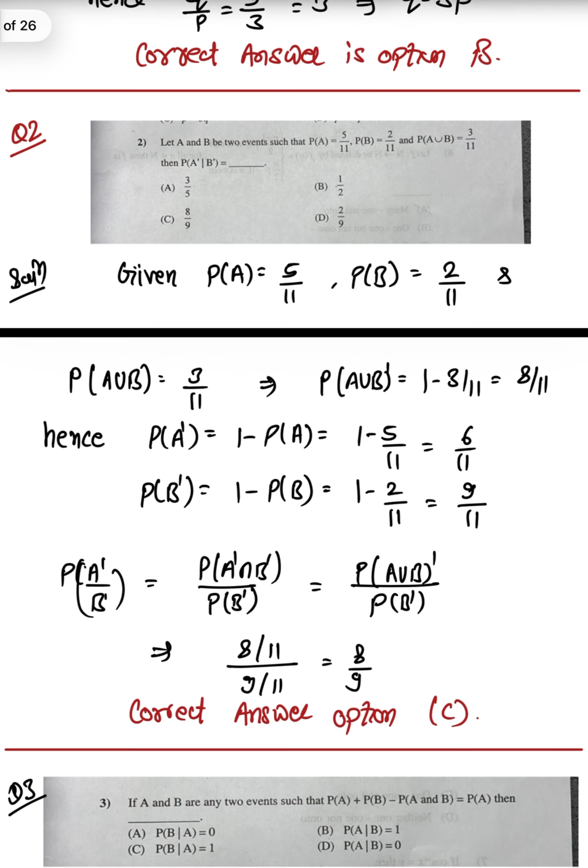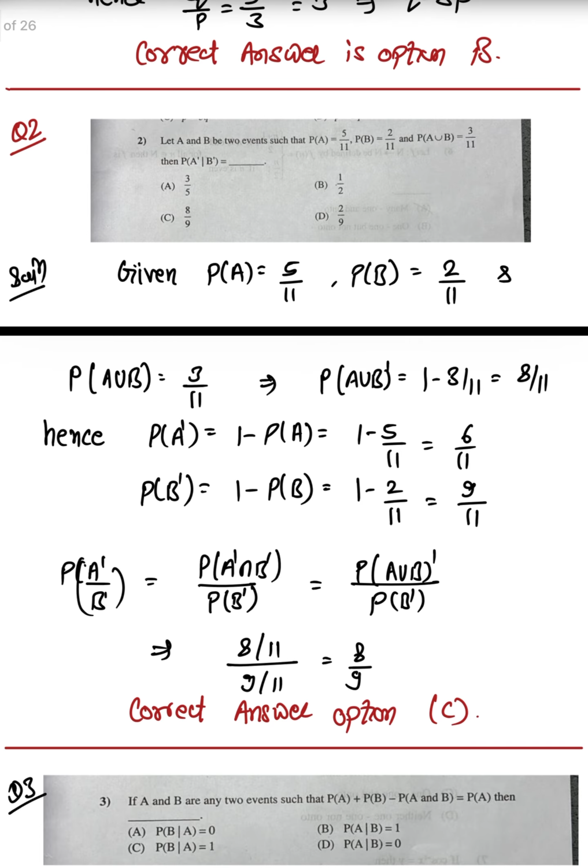Okay, problem number two. A and B are two events. The probability of A is given as 5 by 11, the probability of B is 2 by 11, and the probability of A union B is 3 by 11. We have to find the conditional probability P of A dash by B dash. So P of A is 5 by 11 and P of B is 2 by 11. We'll get P of A dash as 1 minus the probability of A, so 6 by 11. Similarly, P of B dash is 9 by 11. P of (A union B) dash is 1 minus 3 by 11, which is 8 by 11.